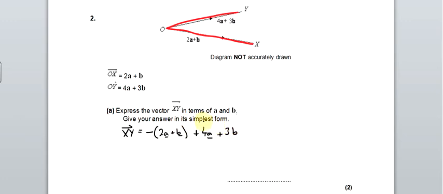So we're now going to give our answer in simplest form, and all that means is just multiplying all this out and tidying it up. So this is minus 1 times the brackets. We've got minus 2a minus b plus 4a plus 3b. And then we just tidy that up. So minus 2a and plus 4a makes 2a, and minus b and 3b makes positive 2b. So that is our vector XY.